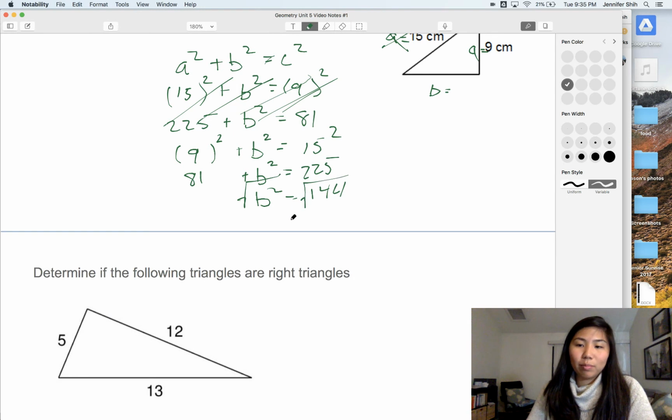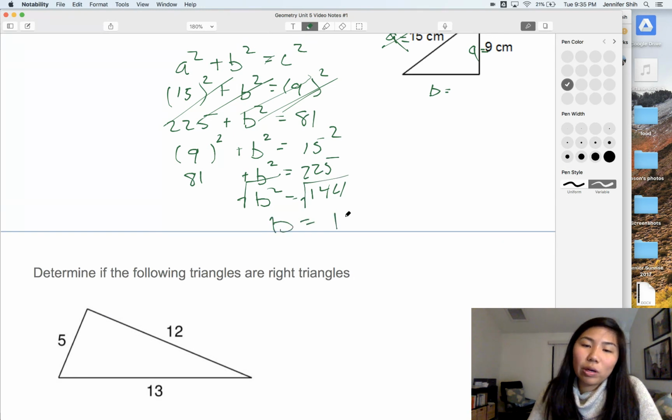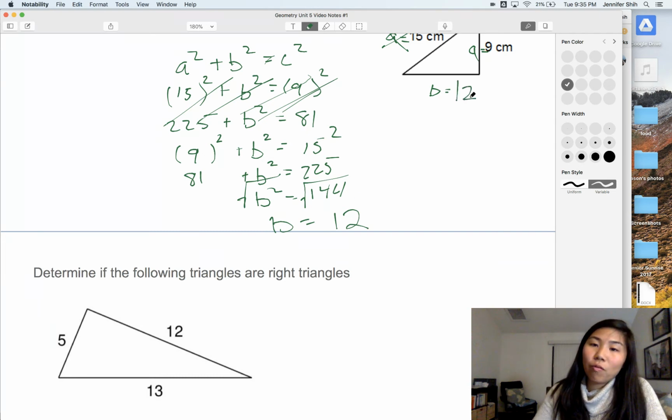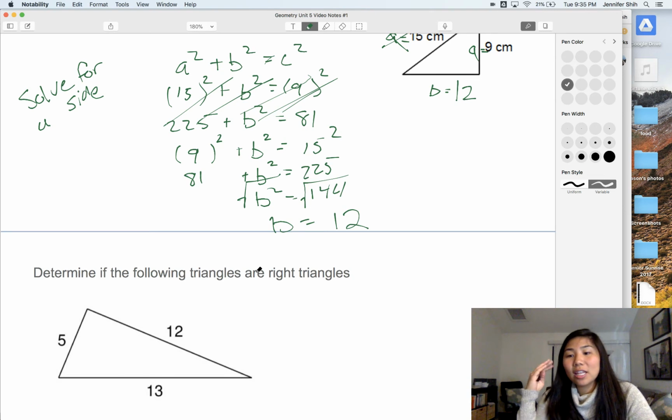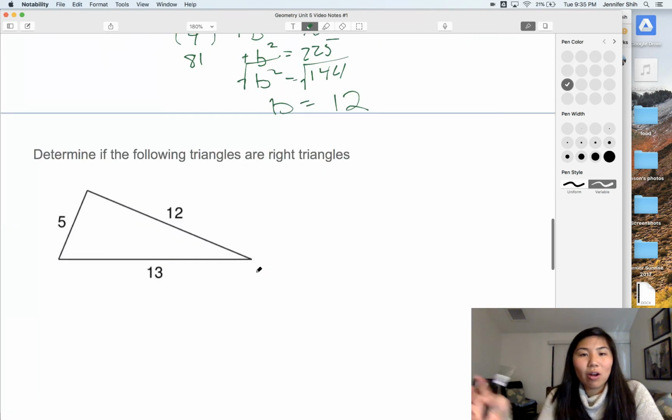Wow, I can't believe I didn't say this is why. The hypotenuse is the longest length. B is equal to positive 12. Technically minus 12 too, but it's extraneous. Okay, so positive 12. So that is how you solve for a side. Solve for a side, not a hypotenuse. Okay. Now, finally, to hit the third objective, let's figure out how do we even know?